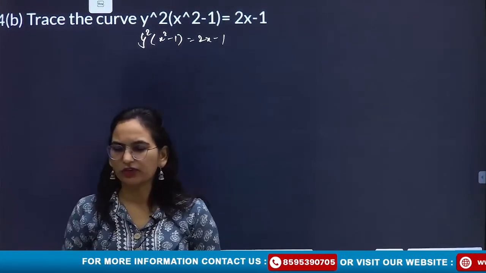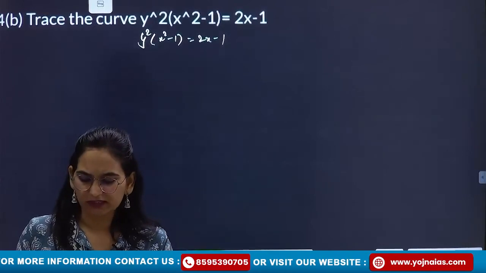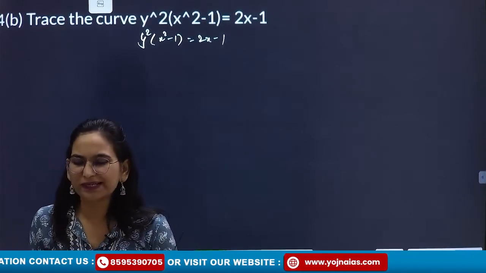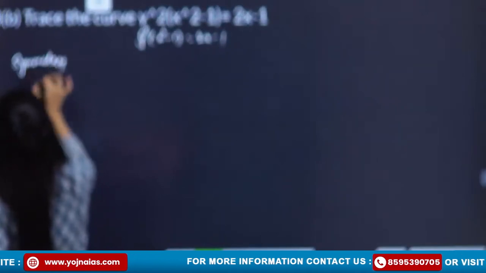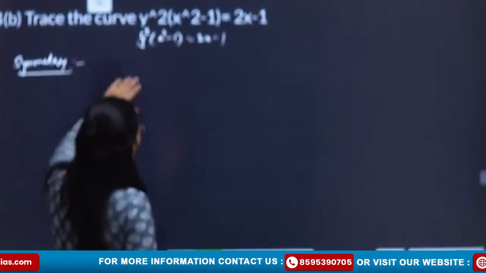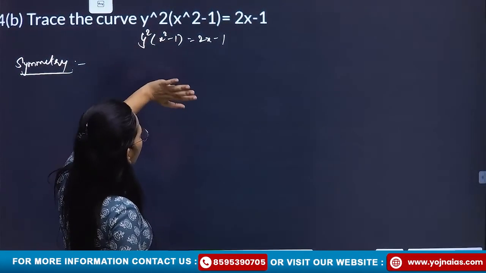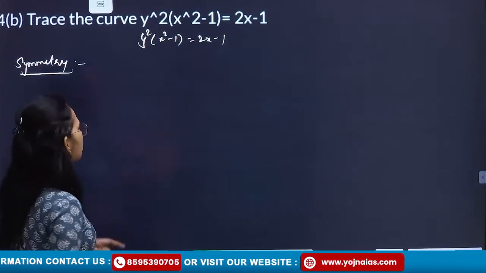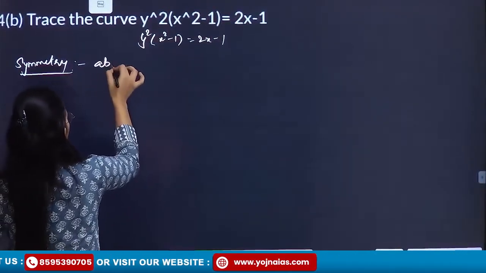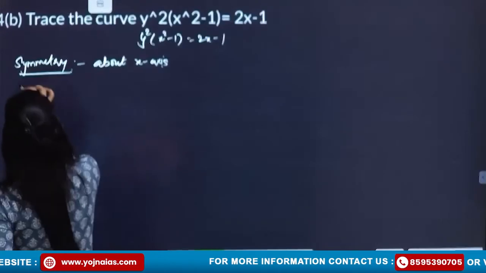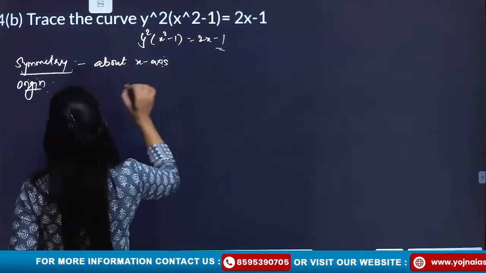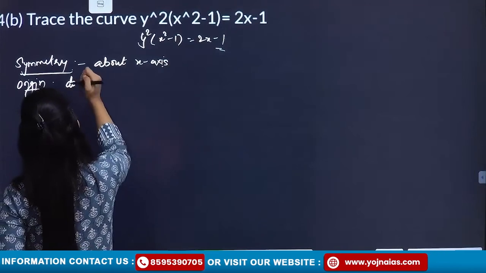On tracing of the curve, continuously for 2 years we are getting the question, how would you trace a curve? What are the steps? First, symmetry. We have only even powers of y, so it is symmetric about x-axis. Origin pass karta hai? Constant comes, so it does not pass through the origin.